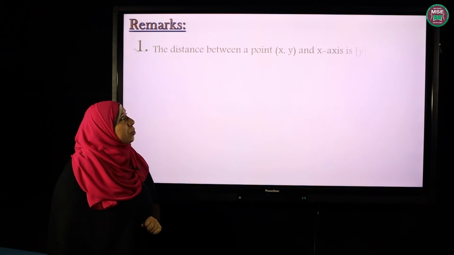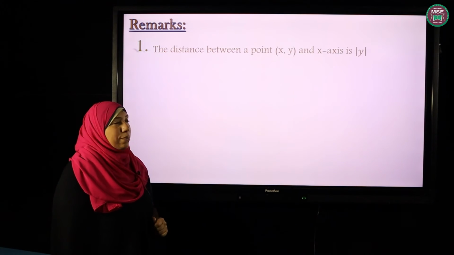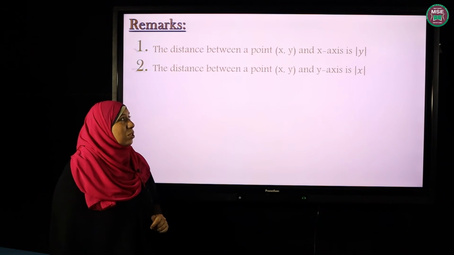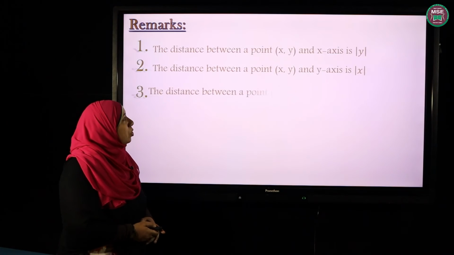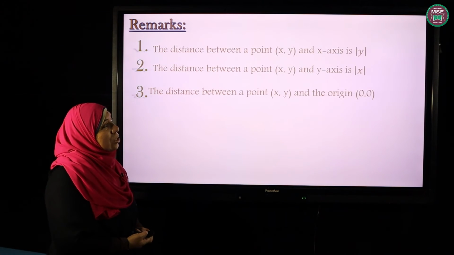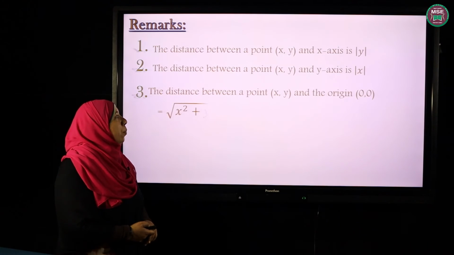Number 1, the distance between any point (x, y) and the x-axis is the absolute value of y. The distance between the point (x, y) and the y-axis is the absolute value of x. And the distance between any point (x, y) and the origin is the square root of x power 2 plus y power 2.